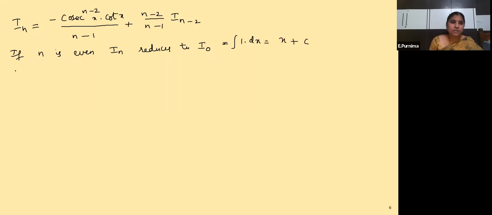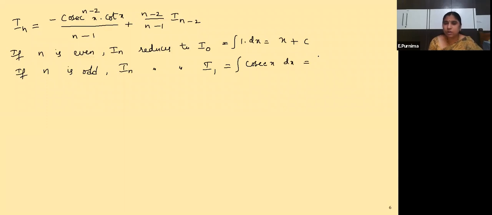So if n is an odd number, then I n reduces to I 1, which is equal to the integral of cosecant x dx, which equals log tan x by 2 plus c. Or else we can write one more formula: log cosecant x minus cot x plus c also we can write. Dear children, so this is your reduction formula.